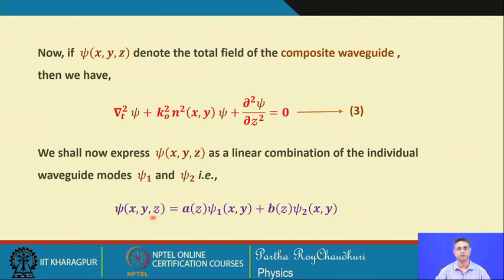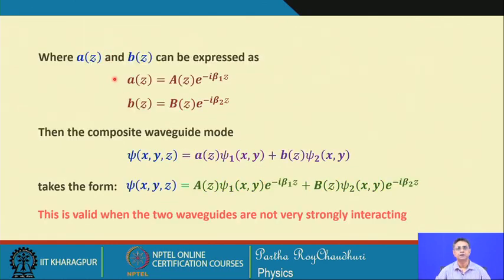That is, psi of x y z equals a psi 1 plus b psi 2. A and b are the z-dependent amplitudes, the coefficients of psi 1 and psi 2. Now, this a and b are z dependent, and this can be written in this form because it is only along z that the wave has a phase change.